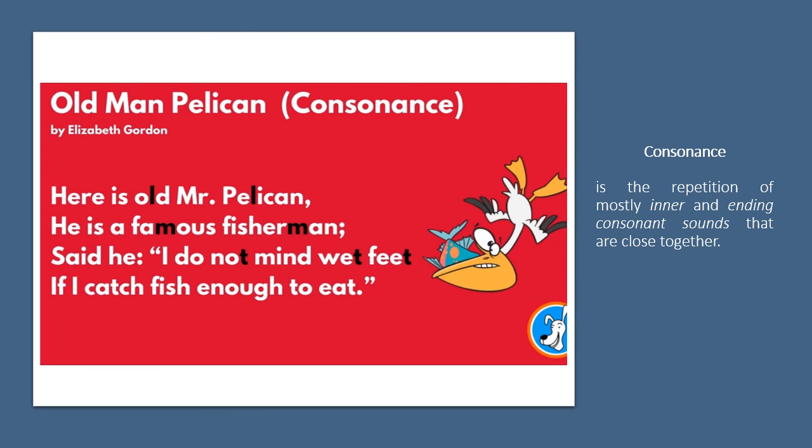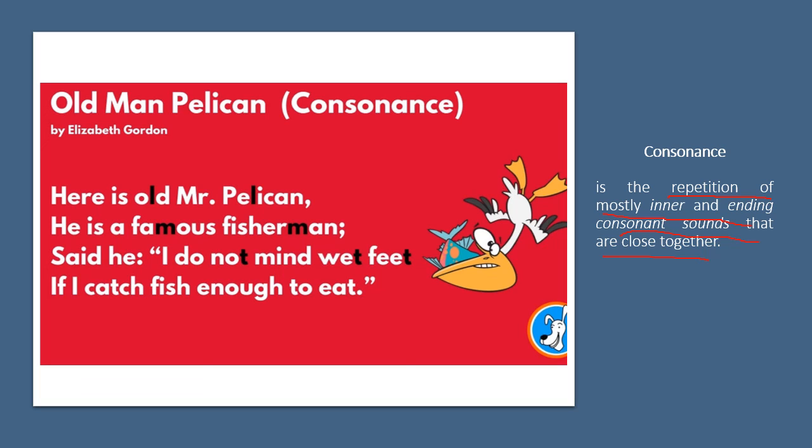Okay, and the last one is consonance. Consonance is still repetition, but it is the repetition of mostly inner and ending consonant sounds that are close together. For example, in this poem, Old Man Pelican: "Here is old Mr. Pelican. He is a famous fisherman. Said he, I do not mind wet feet if I catch fish enough to eat." So the repetition of consonant sounds is in the middle of the words.